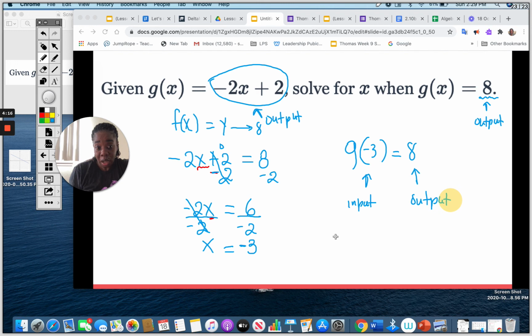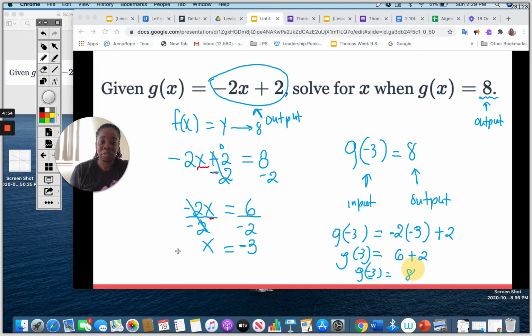So if we do g of negative 3, that would mean we are replacing that x with negative 3, adding 2 to that. So when we multiply, a negative times a negative gives a positive result. So that's a positive 6 plus 2. What we realize is that g of negative 3 is going to be equal to 8. So that is one way you can check your result. Hope that was helpful.